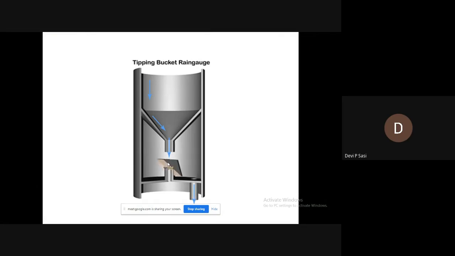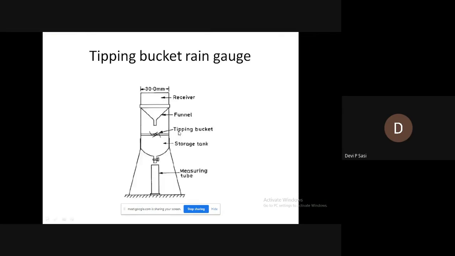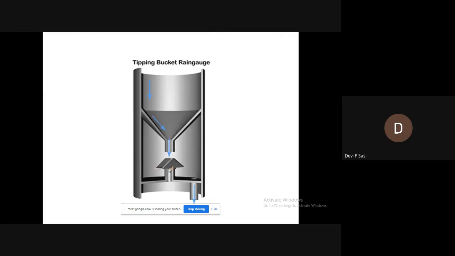So when 0.25 mm of rainfall collects in one bucket, it tips and empties into the storage tank. When 0.25 mm rainfall comes into a tipping bucket, it empties that water into the storage tank. And at the same time another tipping bucket is brought beneath the funnel. You can see, when one bucket tips another tipping bucket is brought beneath the funnel.